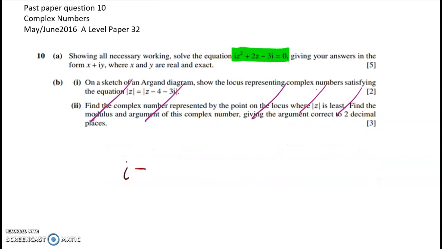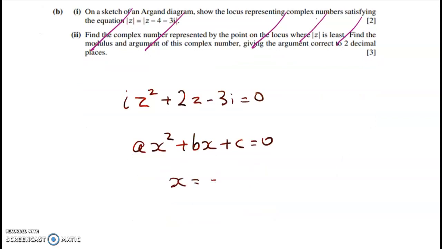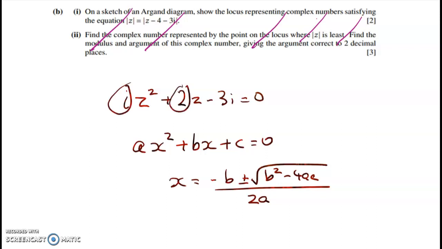So just because we've got iz squared plus 2z minus 3i equals 0 doesn't mean that we've got problems with the quadratic formula. If you think about when we proved way back when how the quadratic formula works, all we did with this is that we basically completed the square, and from there we got x is equal to negative b plus or minus the square root of b squared minus 4ac over 2a. And there's nothing in there stopping us using that when the a, the b, and the c are complex numbers instead of real numbers. So that's what I'm going to do here.